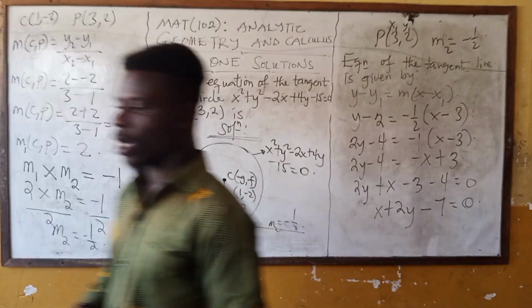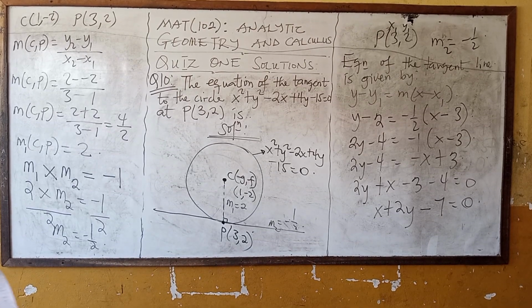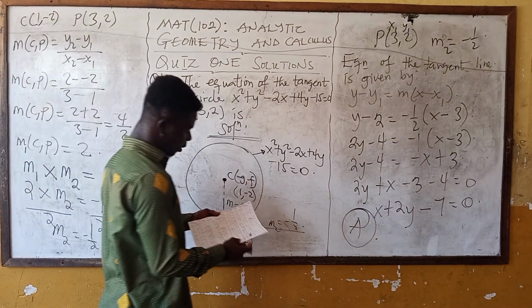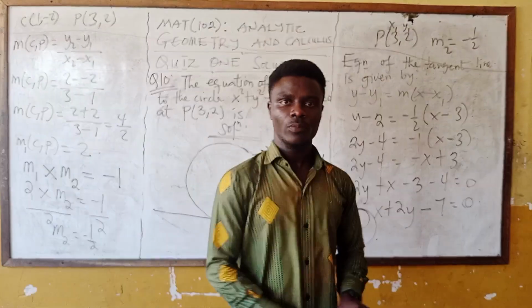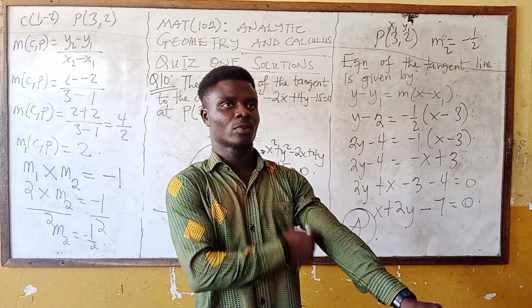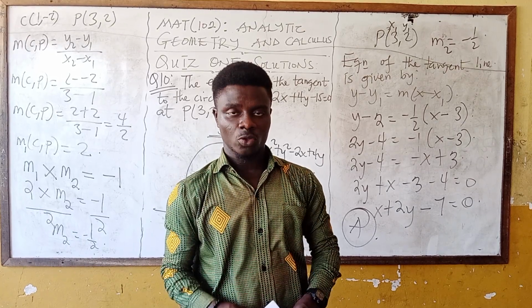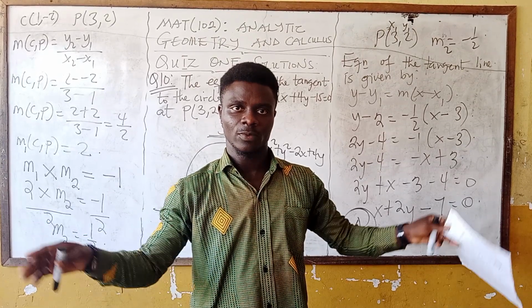So now let's check our options and see if we are getting the right thing. So we have our answer to be option A, which is x plus 2y minus 7 equals 0. So now we are done with our second set of questions. It was the first 5 questions, right? So we are done with that. See you in the next video for our third set of questions.